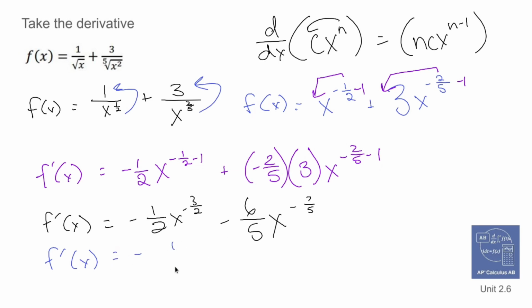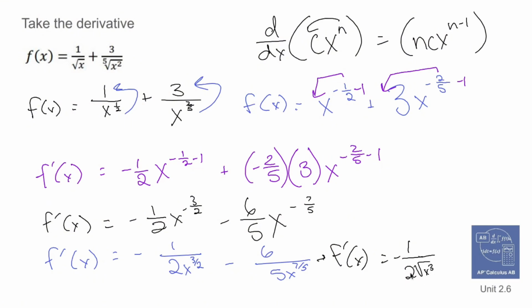So negative 1 over 2x to the 3/2 minus 6 over 5x to the positive 7/5. And let's clean that up by saying f prime of x equals negative 1 over 2 times the square root of x cubed, okay, that's the 1, minus 6 over 5 times the fifth root of x to the 7th.